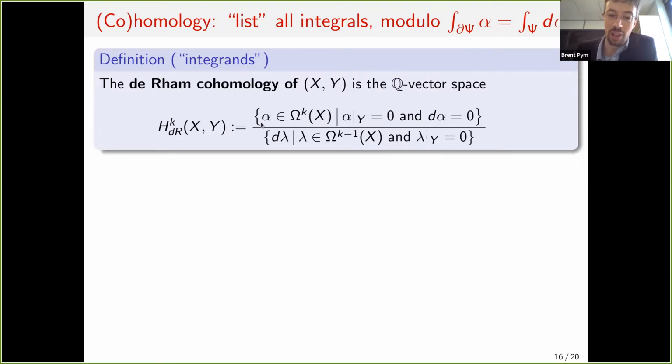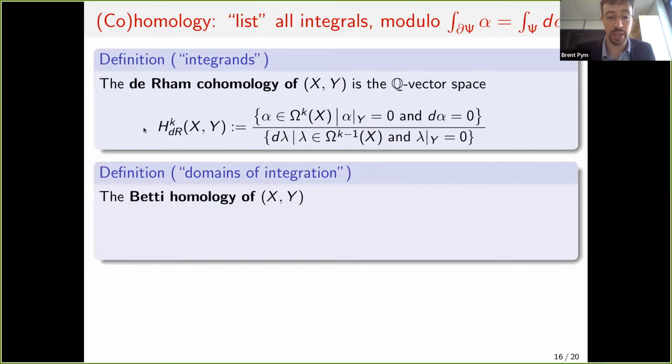So you consider all of the differential forms which have the properties I put before. So the restriction to the subspace y is equal to 0, and this form satisfies d alpha is equal to 0. And then you somehow ignore the ones which are themselves derivatives of somebody else, because those are going to integrate to 0. So you define a rational vector space from these differential forms, which is called the de Rham cohomology.